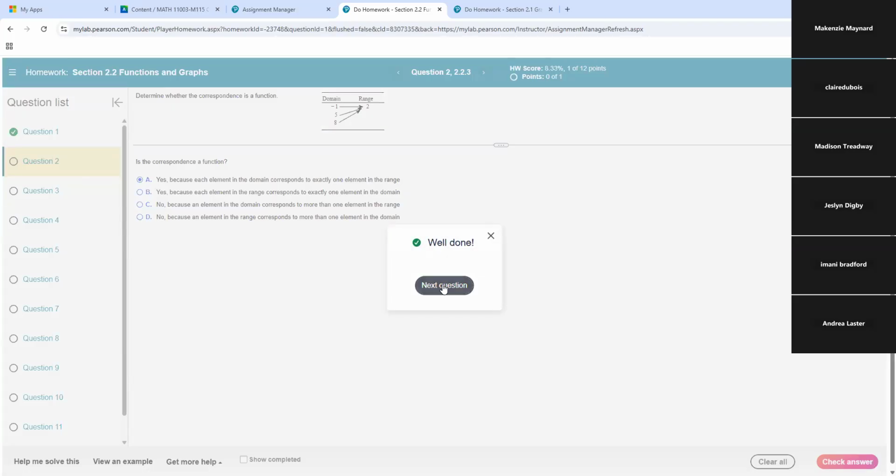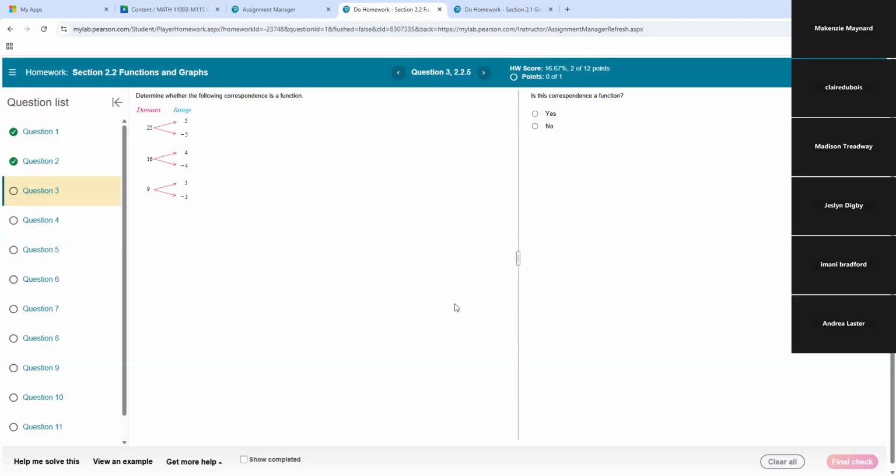All right, let's see what y'all do on this third one. All right, y'all look over here. You got your domains and your ranges, 25, 16, and 9. And then the ranges are 5, -5, 4, -4, 3, -3. Is that a function? Good job, y'all. That's a no. Because 25 is pointing to two different ranges. 16, it's pointing to two different ranges. And then the 9 is pointing to two different ranges. So you start with that domain, and since it's going two places for each of those numbers, that is definitely a no.